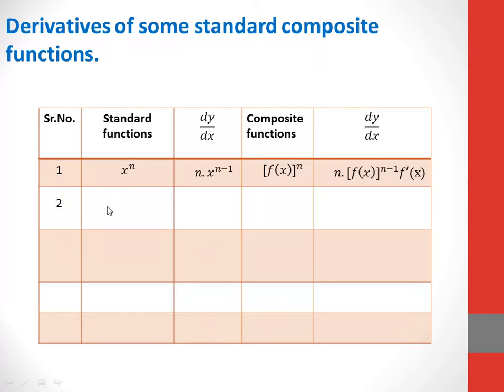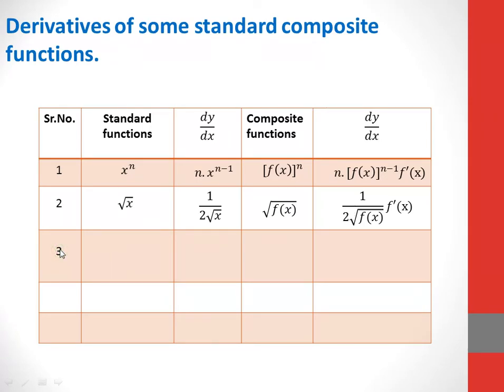Now second function, root x. Suppose root x is given to you, then what is the derivative of root x? It is 1 upon 2 root x. Now in place of x, if there is f of x, meaning other than x there is another function given to you, then it is root of f of x. Now how will you use the chain rule here? It is 1 upon 2 into root of f of x into f dash x. Okay, so observe this carefully.